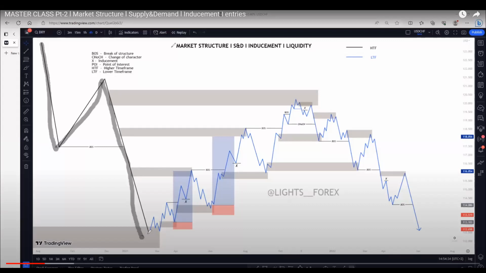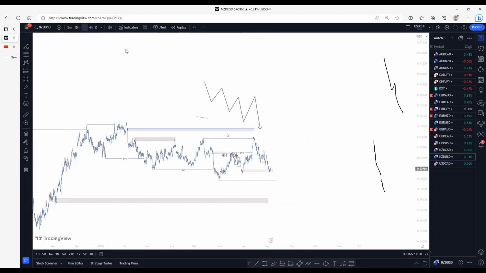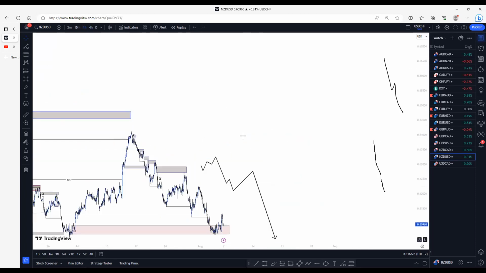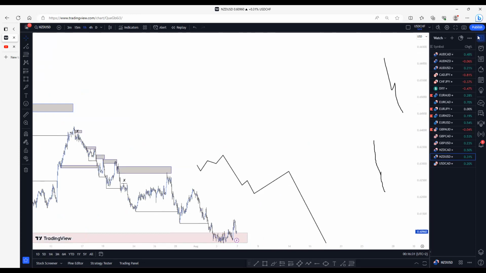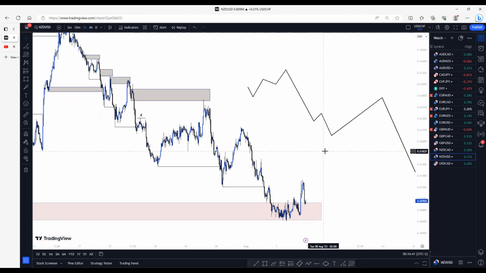Then the second one is they want to enter at the move. For example, they are seeing the price coming downside, so the moment they see the price running, they want to enter because they're thinking the price will leave. The question is, where is the price? And you'll find that every time you do that, you'll always get burned. If not always, most of the time.